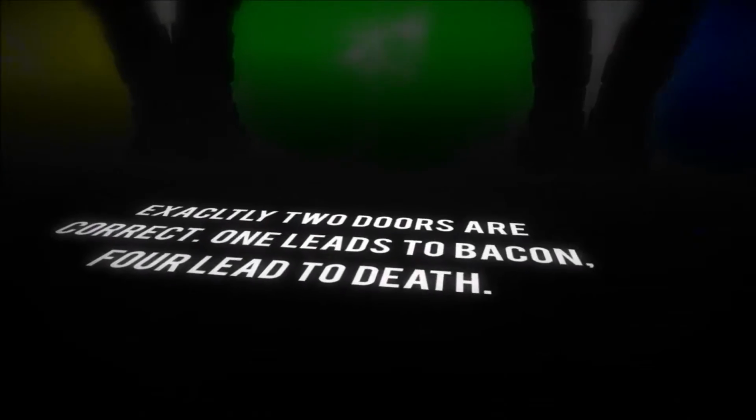The red door leads to bacon. Either the yellow or green door leads to bacon. The red and green doors both lead to death, so two doors are correct.